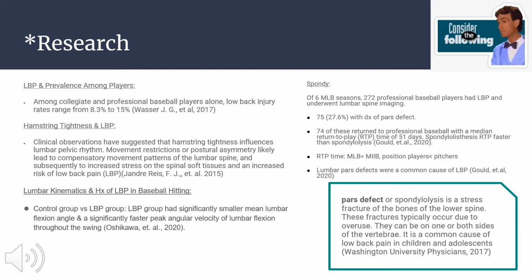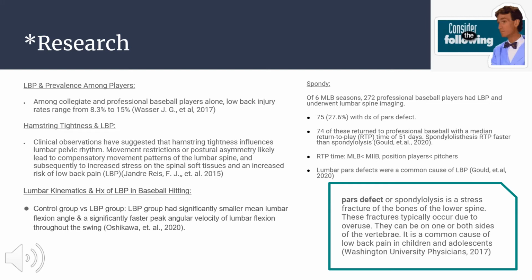The third study looked at lumbar kinematics in baseball hitting and the history of low back pain. And they had two different groups, so they had a control group and a low back pain group, and the low back pain group had significantly smaller mean lumbar flexion angle and a significantly faster peak angular velocity of lumbar flexion throughout the swing. So they analyzed both the control group and the low back pain group in their swing mechanics, and so that's what they found.